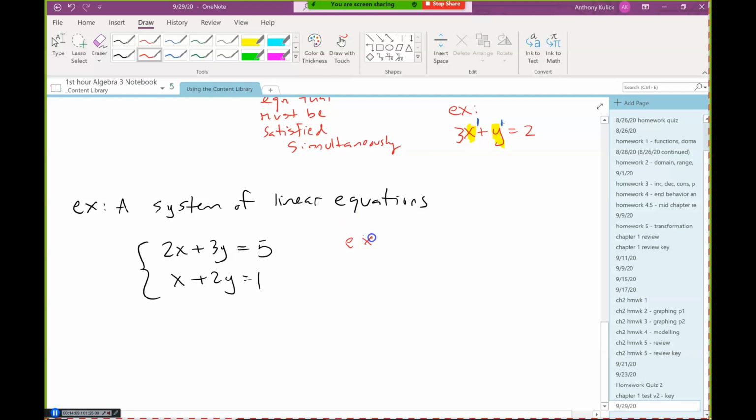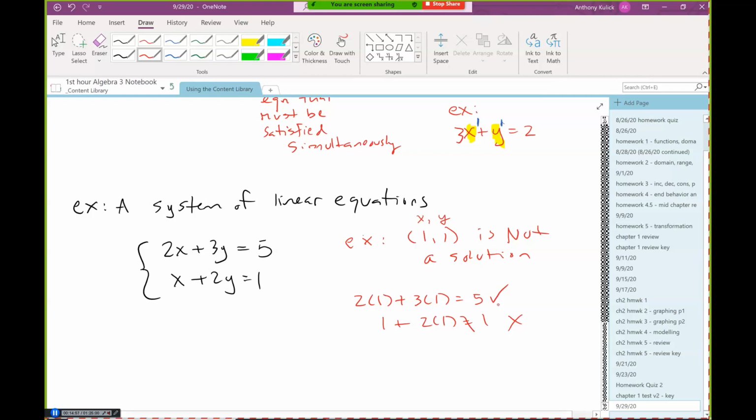So for example, (1, 1) is not a solution. Let's show you why. When I write (1, 1), I'm talking about a value for x and a value for y. If I plug (1, 1) into the first equation, well, 2 times 1 plus 3 times 1 is 5. However, if I plug it into the second equation, 1 plus 2 times 1 is not 1. Everybody okay with that?